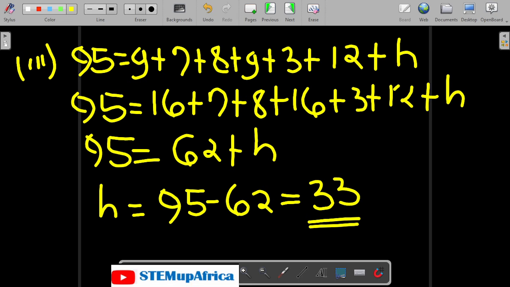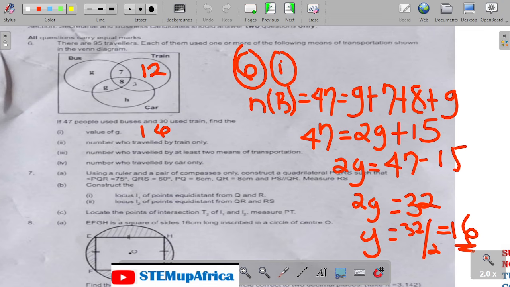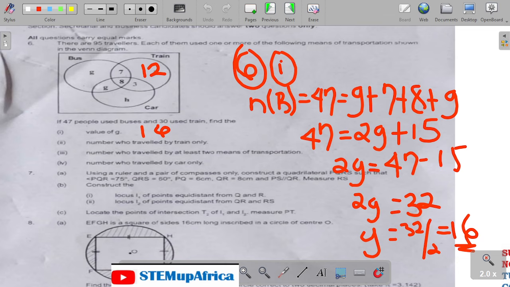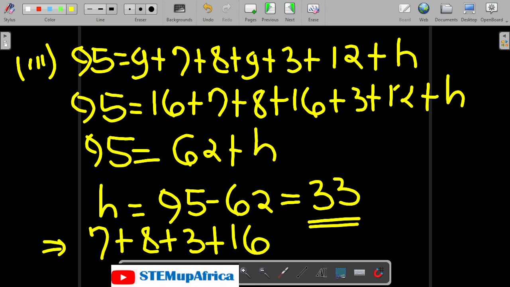So the number that travel by car only is 33, but they're asking travel by at least 2 means. At least 2 means the minimum is 2 and the maximum is 3, because we have 3 modes of transportation. That will be 7, 8, g, and 3. So this implies 7 plus 8 plus 3 plus 16. That will give us 31 people.